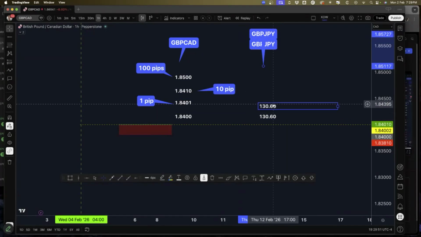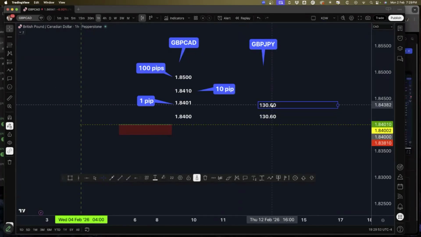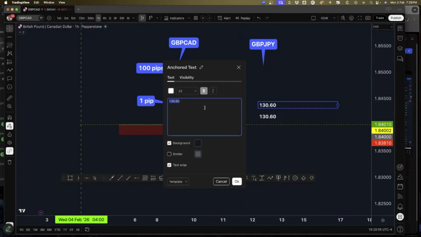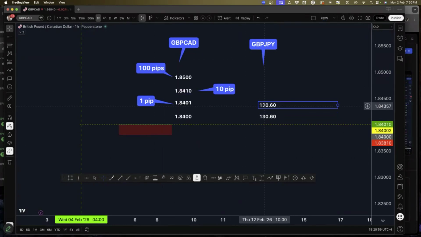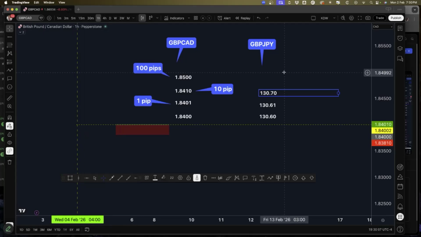So that would mean if we wanted to go by the same standards, 0.60 to 0.601, that is one pip. 10 pips is going to be 70. And then 100 pips is going to be 131.60.